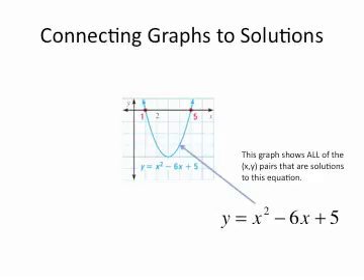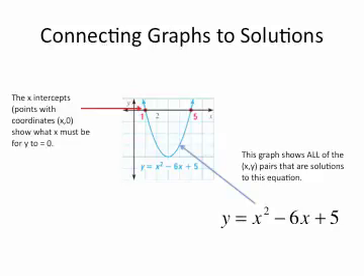The blue line shows all of the xy pairs that are solutions to the equation. The x-intercepts, those are the points that have a coordinate x, 0. Those tell you what you have to put in for x in order to get out a 0 for y. So the points where this graph crosses the x-axis are the zeros of this equation. They're the points where if I plug that number in for x, what I get out for y is 0.